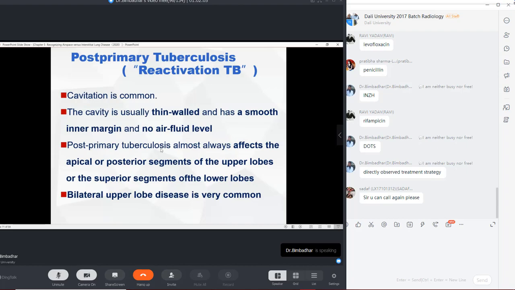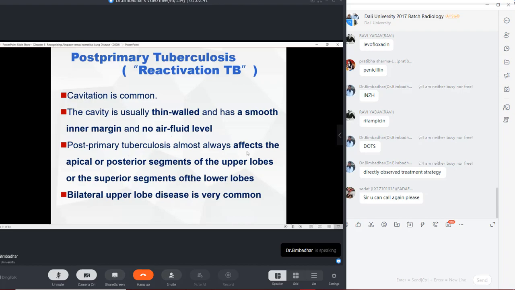And then what about the secondary tuberculosis, if it has been reactivated? In reactivated tuberculosis, the first important feature is cavitation. I will show you the cavitation, then we will understand. First, remember the basic radiographic features. A cavity is usually thin walled. Remember, cavitation is thin walled and has a smooth inner margin with no air fluid level.